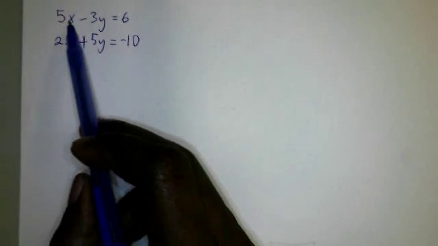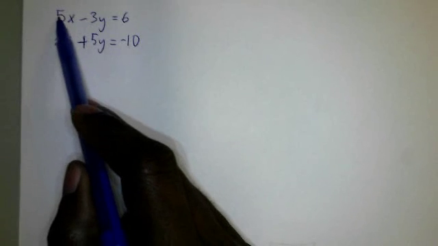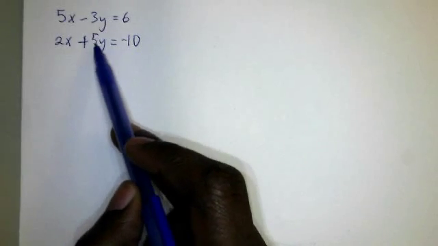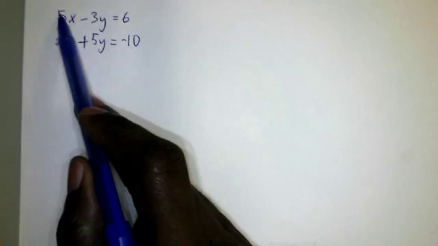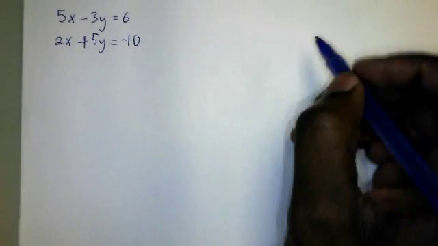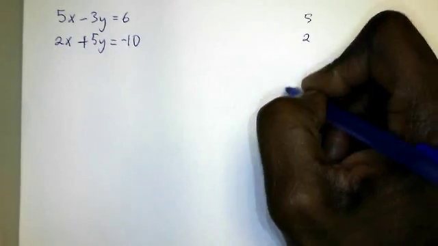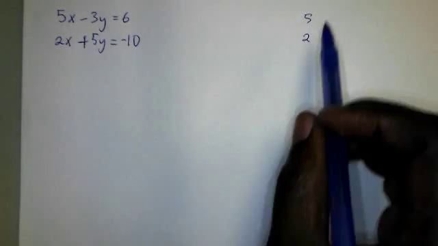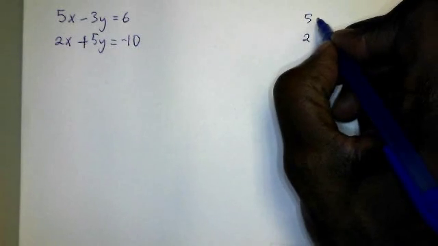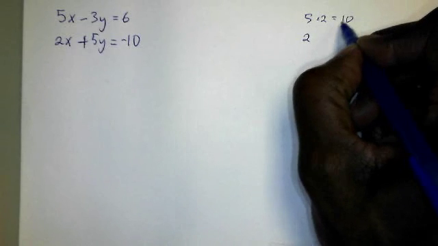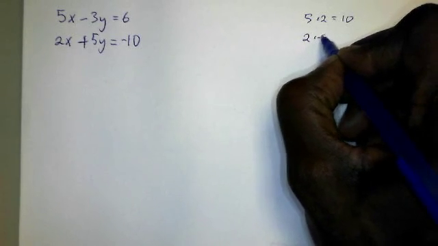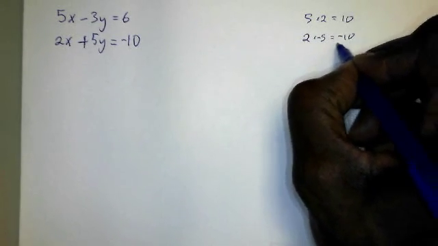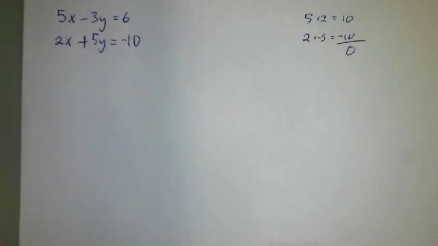I'm going to choose to eliminate the x's, or we can choose to eliminate the y's. It doesn't matter which one. If we choose to eliminate the x, we're taking 5 and 2, making sure that they have the same number. If I multiply 5 times 2, it gives me 10. Multiply 2 times negative 5, it gives me negative 10, which when we add them together will give us 0.